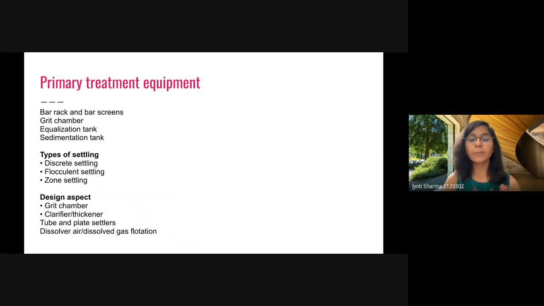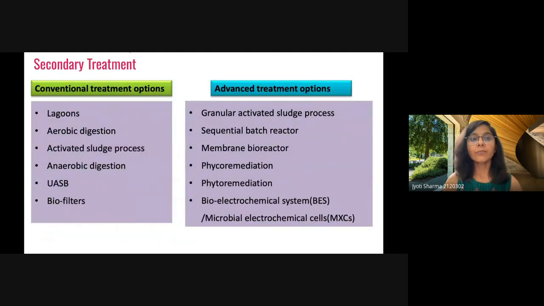So this was under primary treatment equipment, in which, to some extent, we can remove the BOD and the minerals and nutrients from your wastewater. Then we went to secondary treatment, in which we also studied how we can use lagoons, aerobic digestion, activated sludge process, anaerobic digestion, UASB, biofilter. We talked about this, right? So these were part of the secondary treatment.